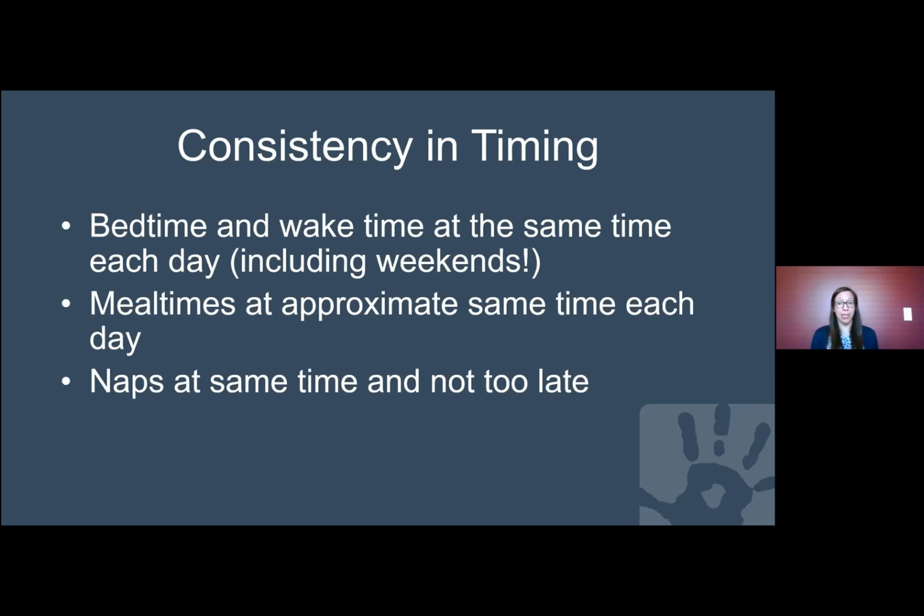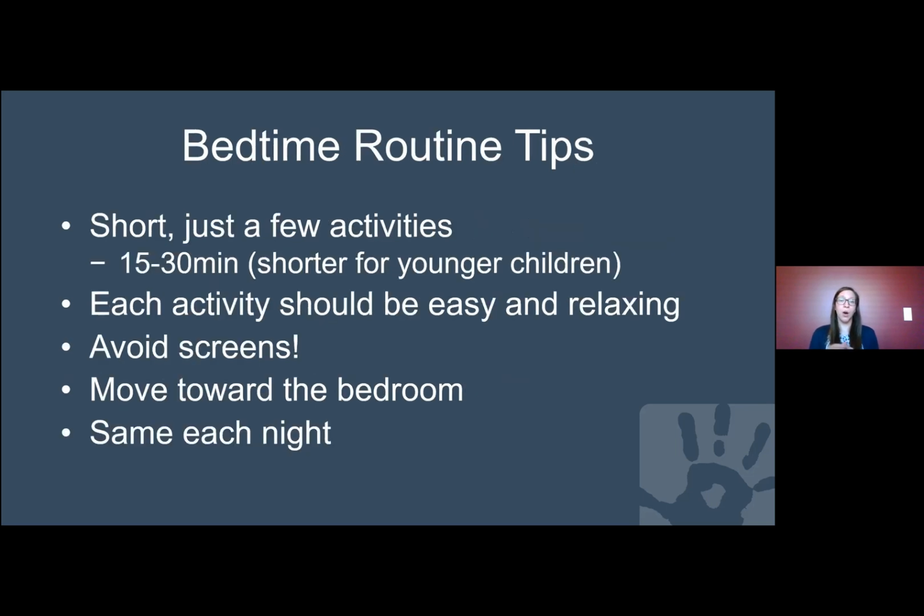So, having meals at approximately the same time each day, and of course naps at the same time each day and not too late in the afternoon. For younger kids who are still taking naps, they should probably be waking up by 4 p.m. at the latest. If your child is around 5 or over, they probably do not need naps anymore. If they're napping, that could be a cause for concern, and if they're napping and not able to fall asleep at night, that might be a reason why. Okay, so that was consistency and timing.